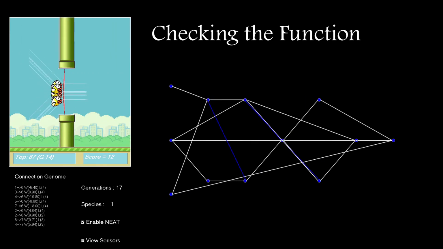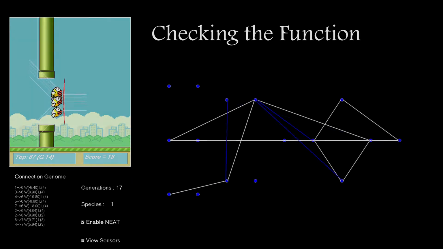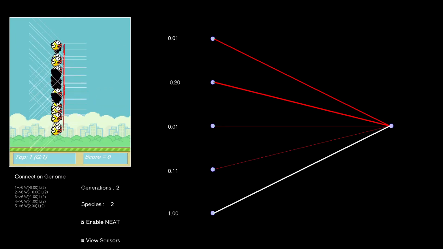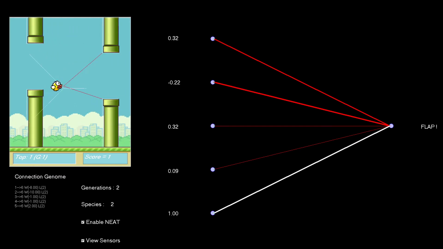In the meantime, here's the NEAT algorithm playing Flappy Birds. In this case, it's decided that no hidden nodes is the best solution.